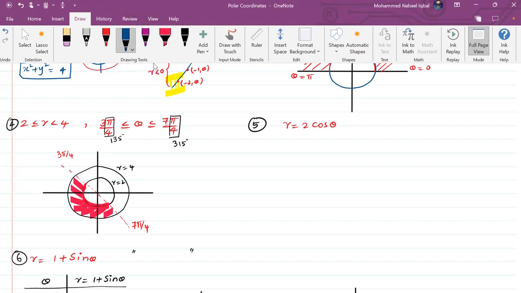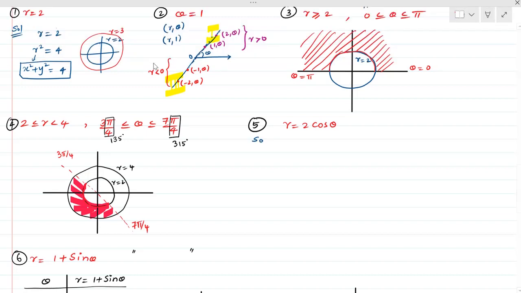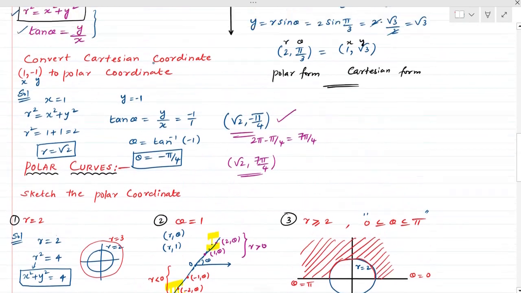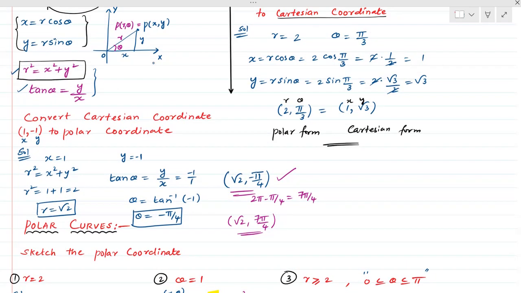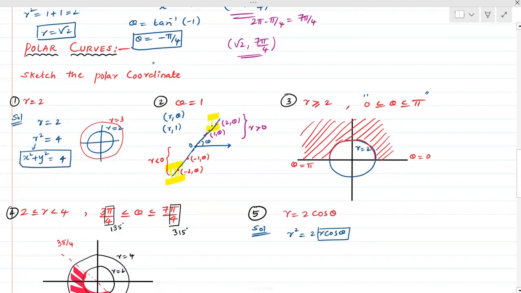Now, so far we have discussed that if it is r equals a constant, we directly say it is a circle. But here it is given as r equal to 2 cosine theta. So how will you convert it in terms of the Cartesian coordinate? I will just multiply both sides by r. So you will get r square equals 2r cosine theta. As per the definition, r cosine theta is nothing but x, so I write it as 2x.